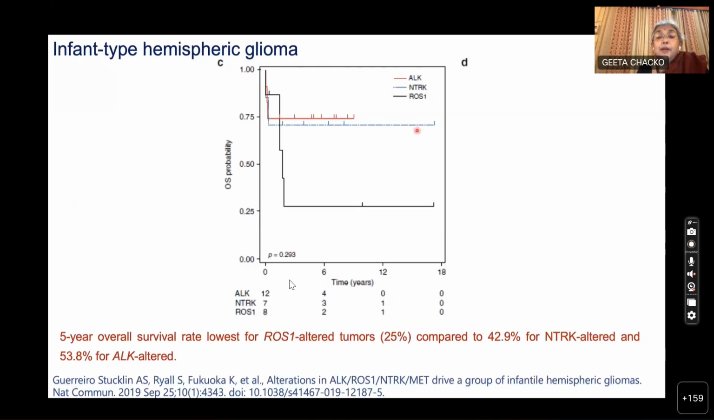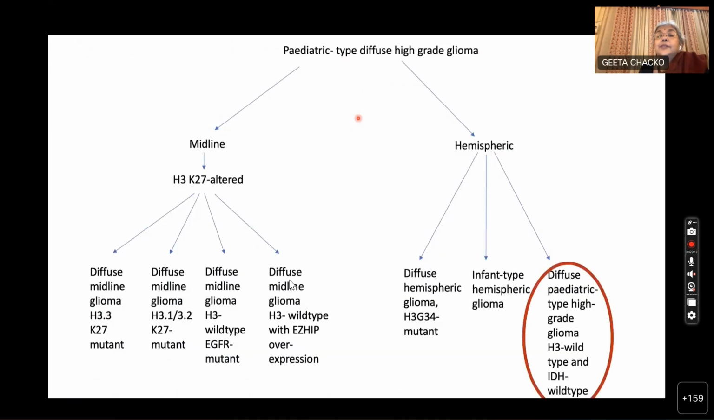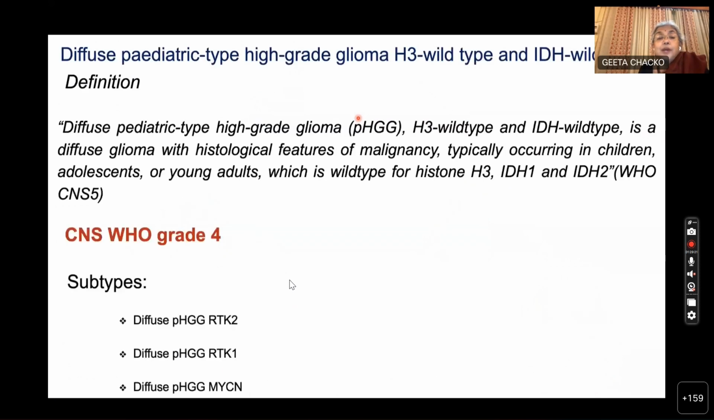If you look at them based on their molecular alterations, the lowest survival is in the ROS1 altered tumors, whereas the best survival is in the ALK altered tumors. So for this, it has to be an astrocytic tumor seen in infancy and early childhood, hemispheric in location, and one has to demonstrate the molecular alteration to make this diagnosis. And the last is the H3 wild type, IDH wild type.